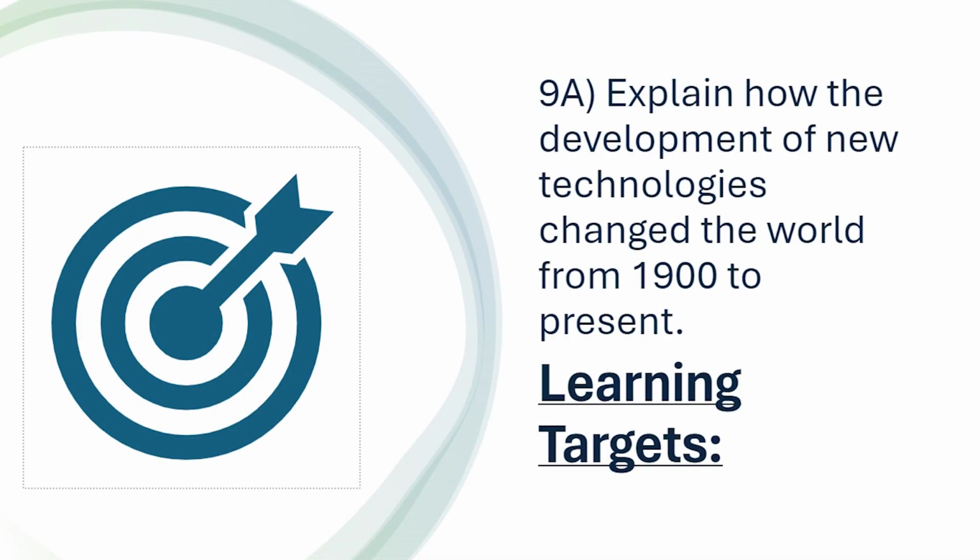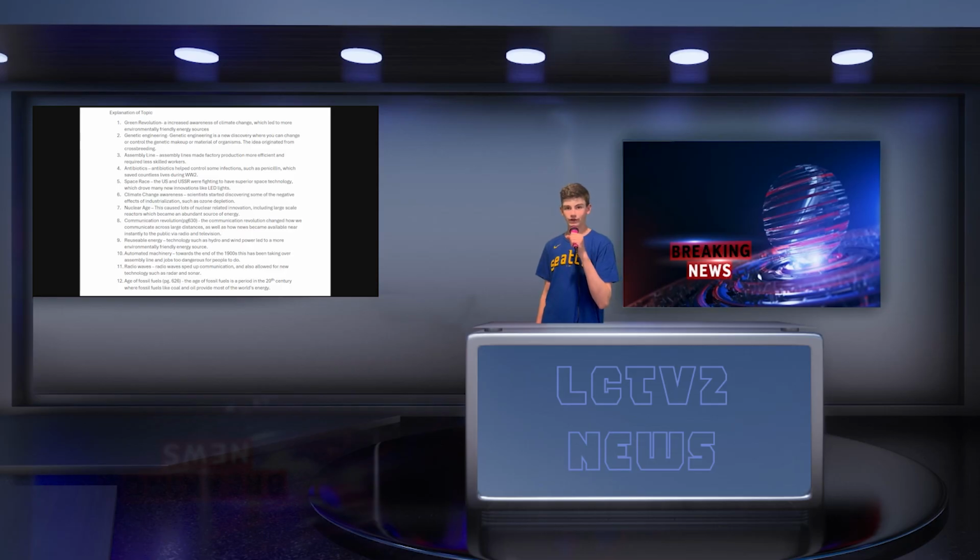Our learning targets today are 9A. Explain how the development of new technologies changed the world from 1900 to the present. Here are some key terms to understand for this lesson. The Green Revolution was increased awareness of climate change, which led to more environmentally friendly energy sources.